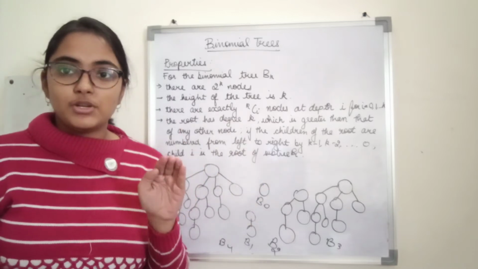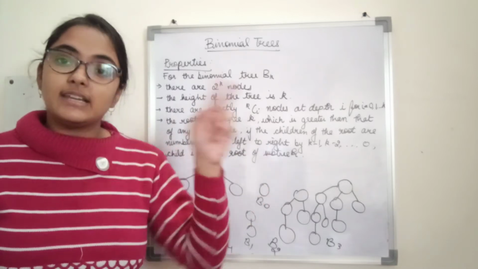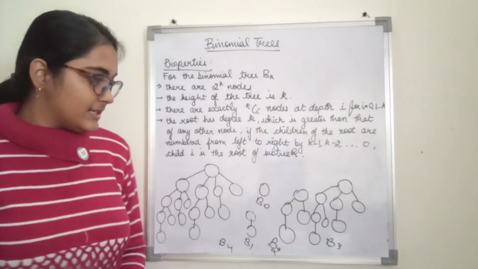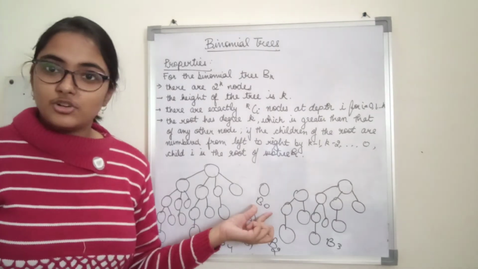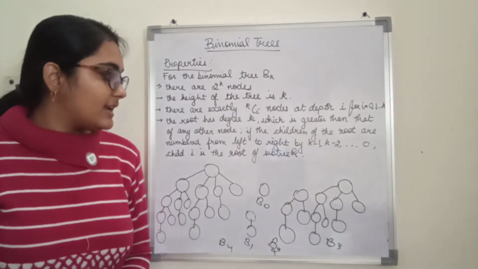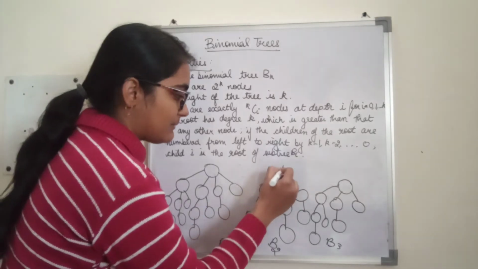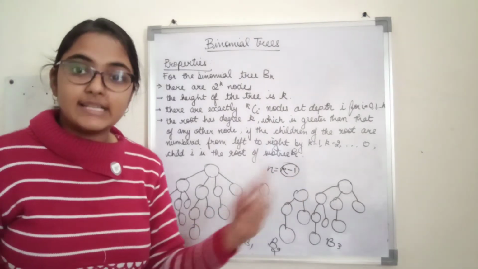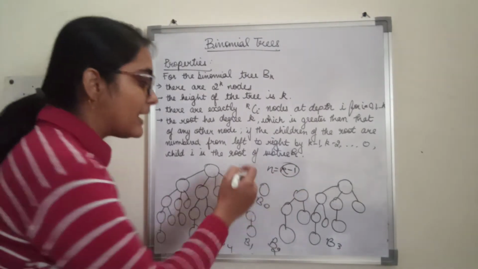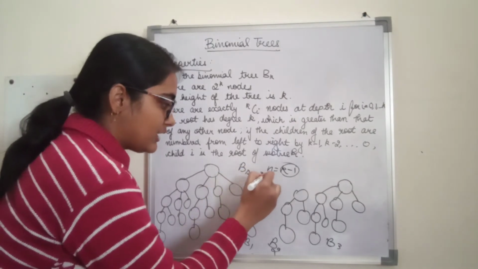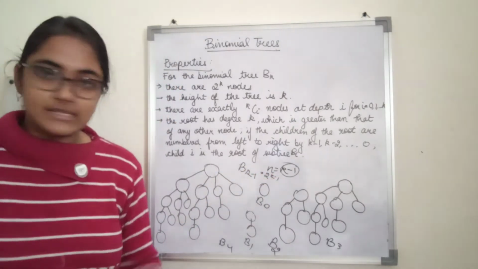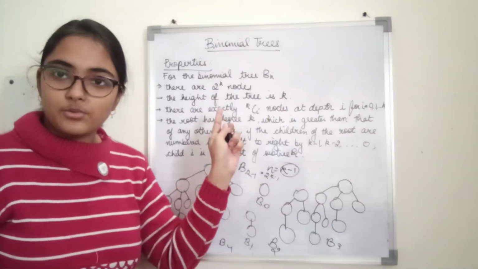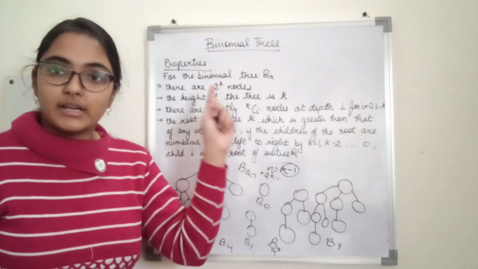Here we are assuming it to be true for n is equal to k minus 1, and then deriving it for n is equal to k, right? So there are 2 power k nodes. How is this possible? Here, for k is equal to 0 it is true. Let us assume that for n is equal to k minus 1 it is true, that is, in the binomial tree Bk minus 1, there are 2 power k minus 1 nodes. Let us assume that for binomial tree Bk minus 1 all these properties are true, and then we will derive it for k.